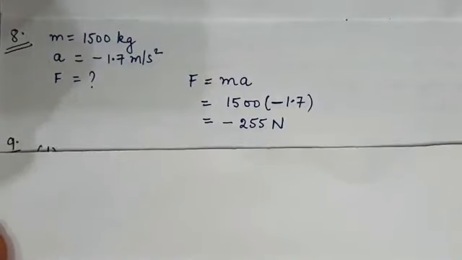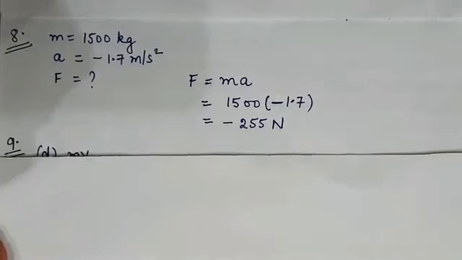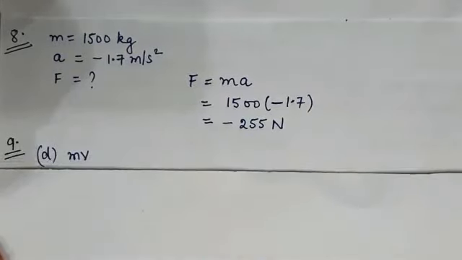Okay. Coming to question number 9. What is the momentum of an object of mass m moving with the velocity v? So what is the formula for calculating momentum? Momentum P is equal to mv. So the answer is D part, mv, where m is mass, v is velocity.